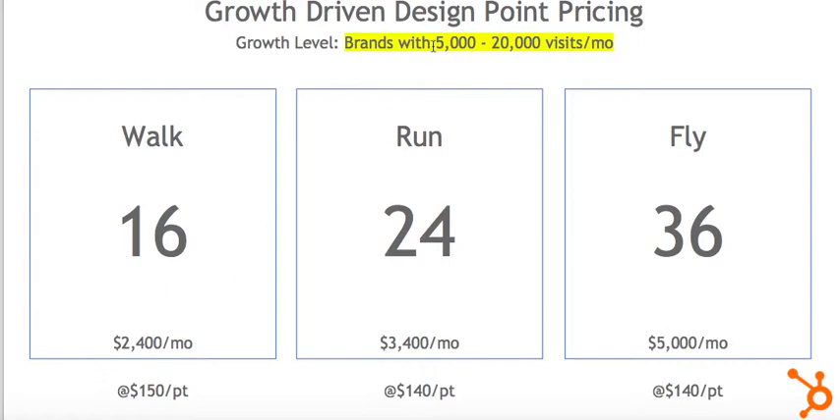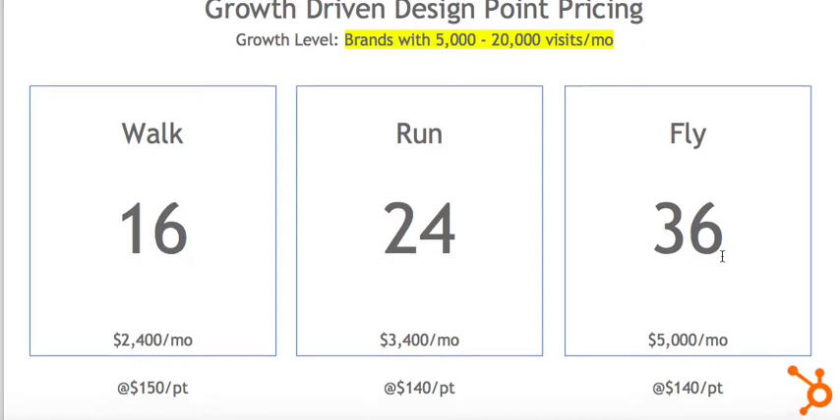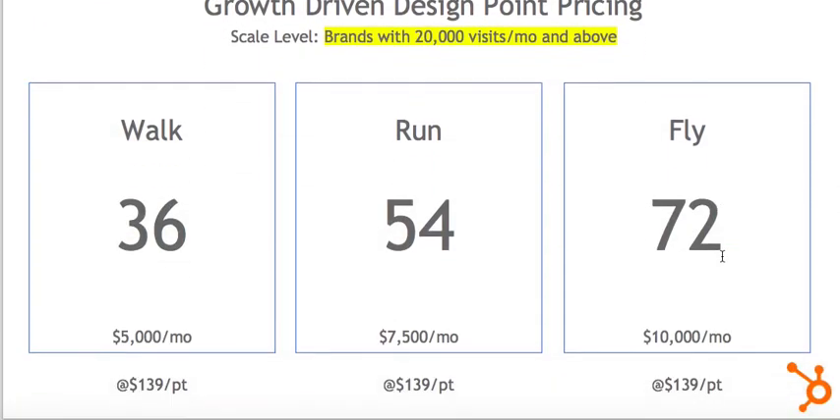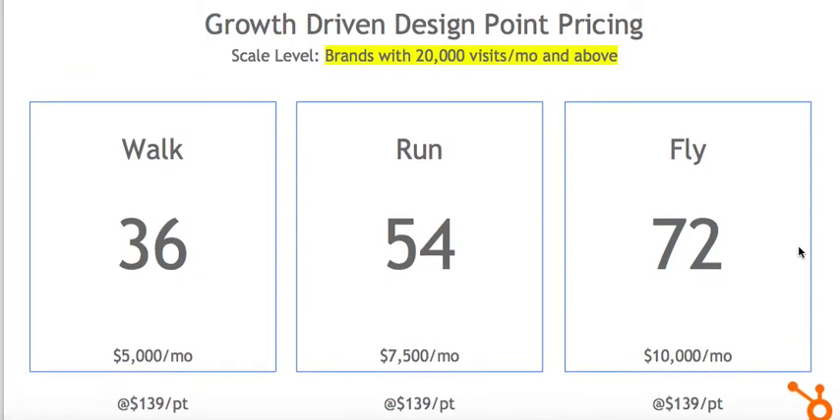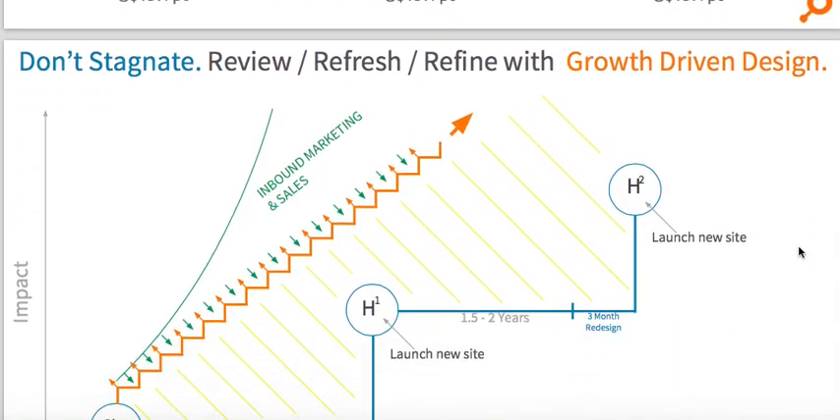For brands with 5 to 20,000 visits a month, we suggest a little bit higher growth-driven design budget. It's just a suggestion, a recommendation. It doesn't mean that you have to pick from one of these, but sometimes it's a little bit easier to understand where we're used to working with brands on growth-driven design. And for brands with a lot of traffic, here tend to be some of the benchmarks of where we work with them on growth-driven design. So between all of these different numbers, ranging from $1,600 to $10,000 a month, I bet there's a place that works for you, right?